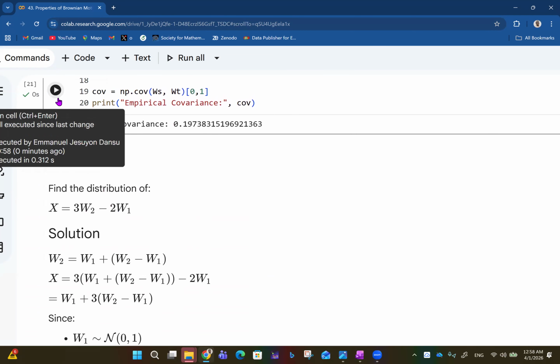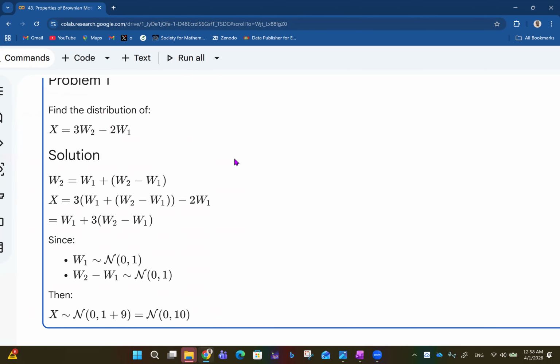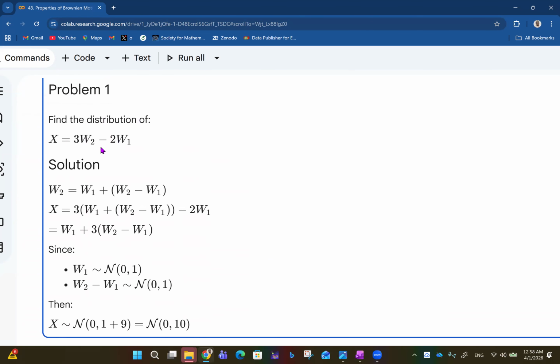Okay, so we go for problem one now. Find the distribution of X, which is 3W sub 2 minus 2W sub 1. So the solution here: W2 can be said to be W1 plus, we have steps, right? You have W1, W2, and so on. W1 is the beginning, and for W2, the next step will be the difference between W2 and W1. So that's why we have W1 plus (W2 minus W1). So in that case now, X is going to be 3 times W2, which is W1 plus (W2 minus W1), and then minus 2W1 like that.